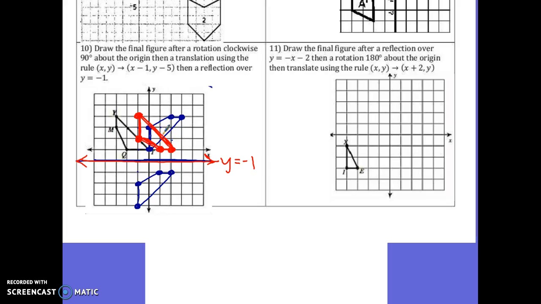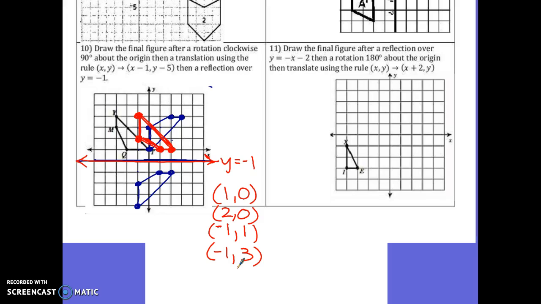So my final shape is here. And if I were to name those points, the final points that would be given is 1, 0, 2, 0, -1, 1, and -1, 3. I know it didn't say to name the points, but that's what they would be.